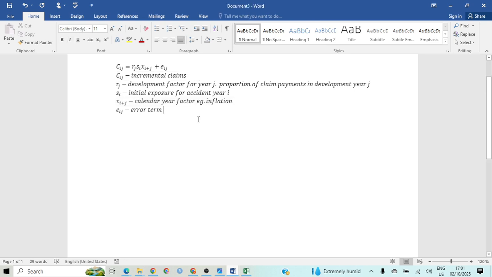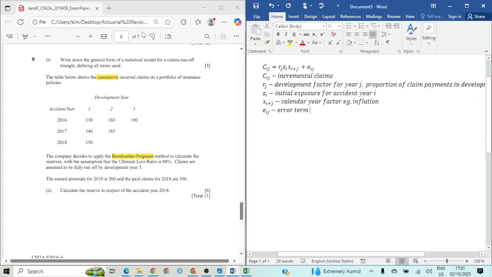So that's 5 marks already earned. That was easy. So we go on to the next part. This is the incremental claims and not cumulative claims. This is actually very important. Incremental and not cumulative claims.